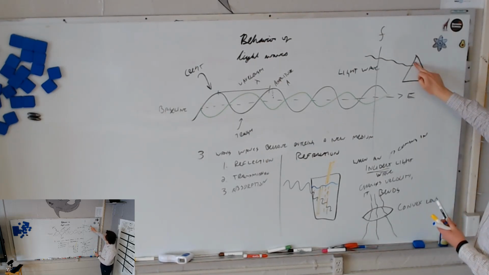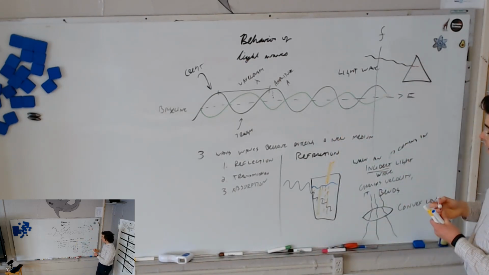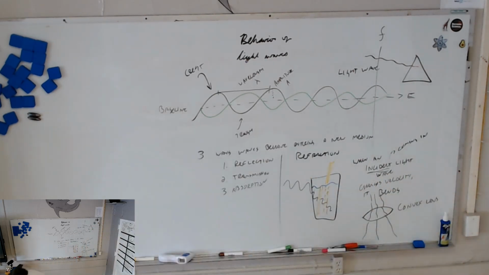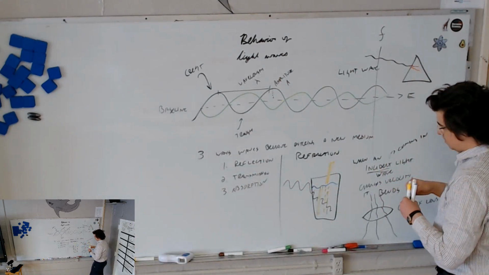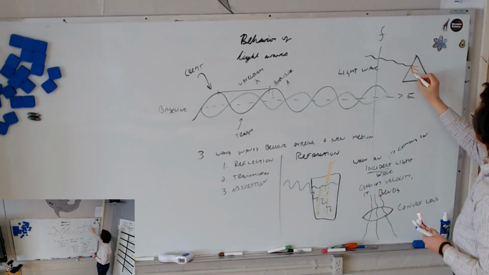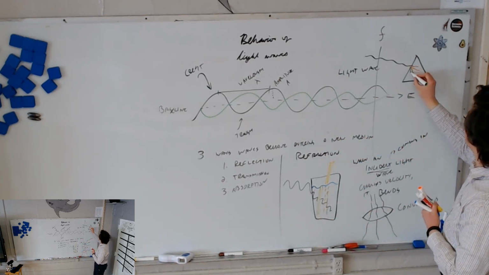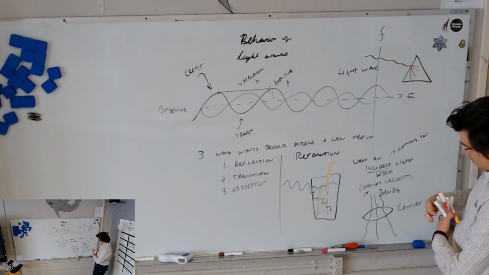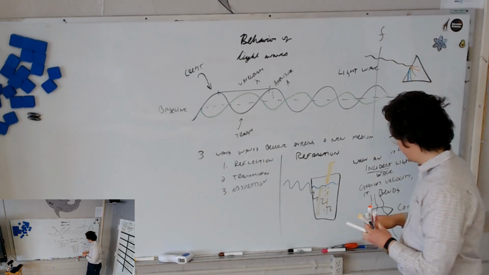What are the colors of light we might get from this? Red, orange, yellow. Well, hold on. Red. Orange. Yellow, green, blue. This takes a lot longer than just saying it. Blue. Purple.